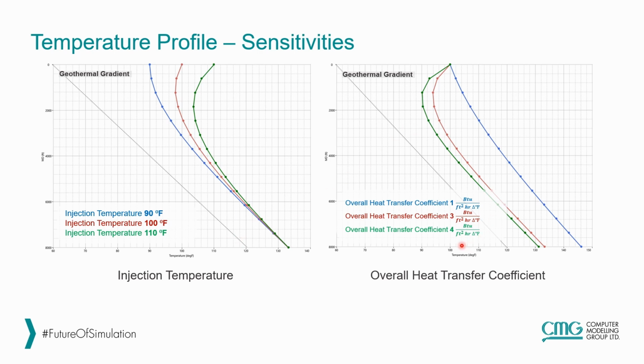On the right hand side plot, we are increasing the overall heat transfer coefficient from right to left. The green curve has the highest overall heat transfer coefficient and the blue one has the smallest. So when we have higher heat transfer coefficients, the wellbore is going to exchange more heat with the formation, and it is being pulled more toward the geothermal gradient.